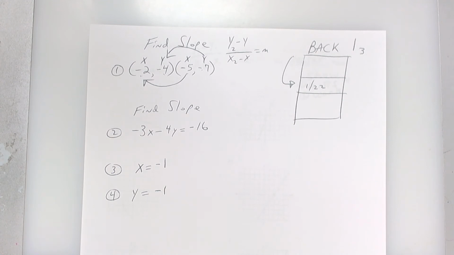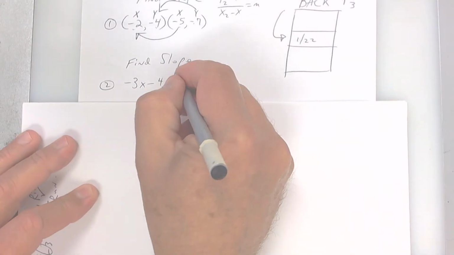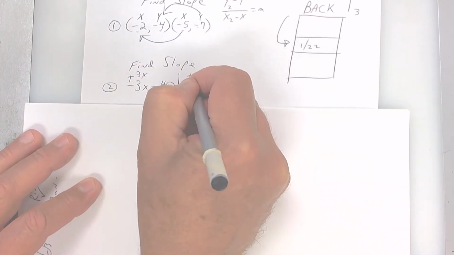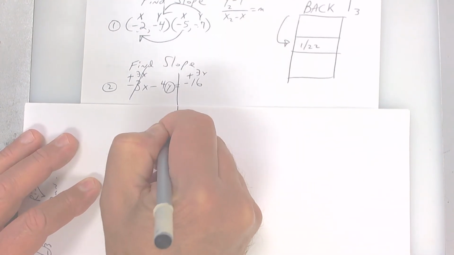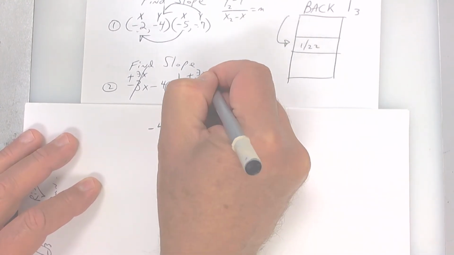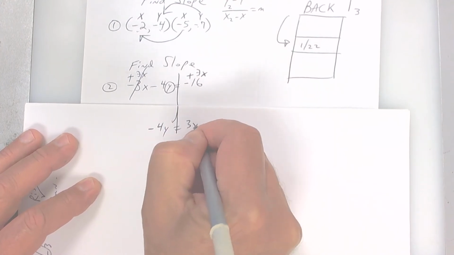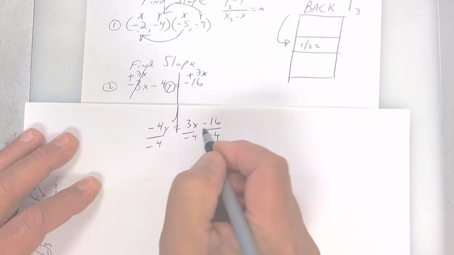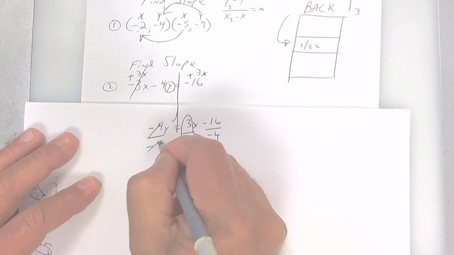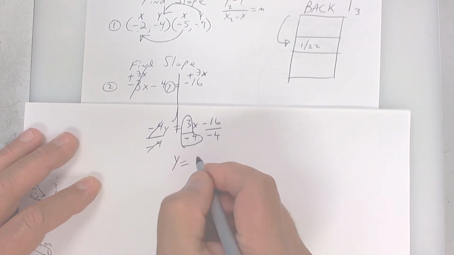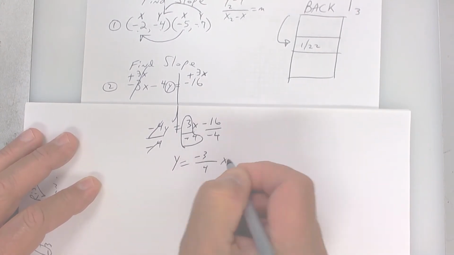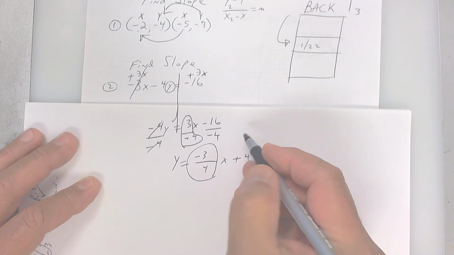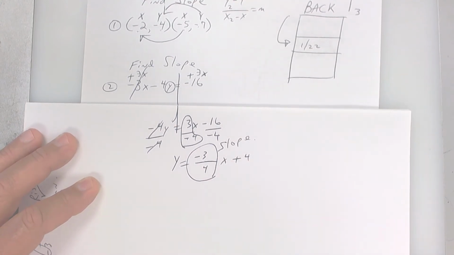All right, look at the next one. To find the slope, you got to get y by itself. So draw a line and circle the y. You want to add 3x to both sides. So you're going to get -4y is equal to 3x minus 16. And then divide by -4. And when you divide, this is your slope in front of the x. Okay, so y is equal to, I like my negative at the top, and then this becomes a +4. Here's your slope right here. And that's all I'm looking for today.